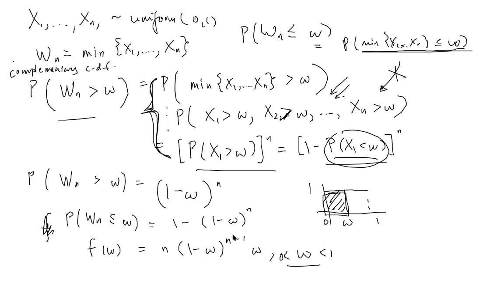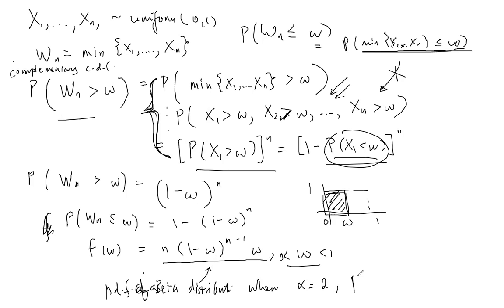All right, okay. So basically you have this one, and if you notice, right, this is actually a beta distribution, right? This is the PDF of a beta distribution where your alpha is equal to 1 and your beta is equal to n. If you recall the beta distribution, it has this form, yeah.